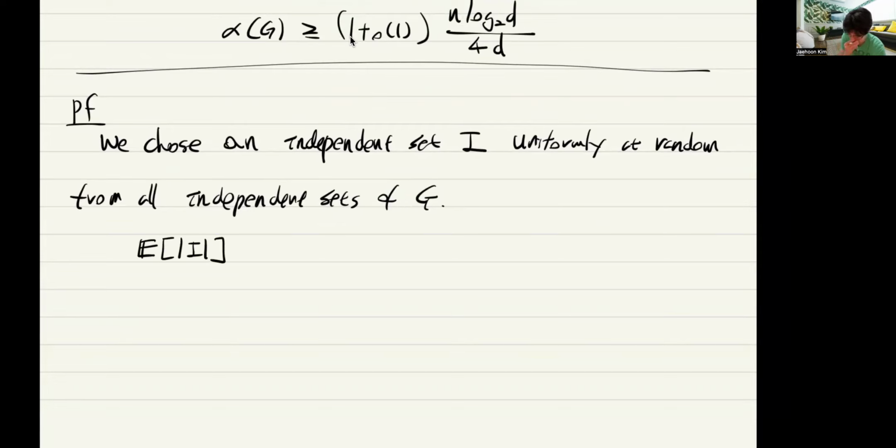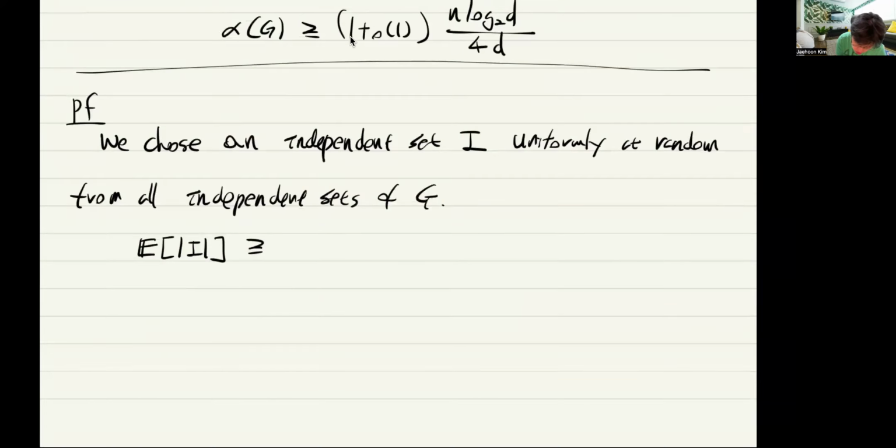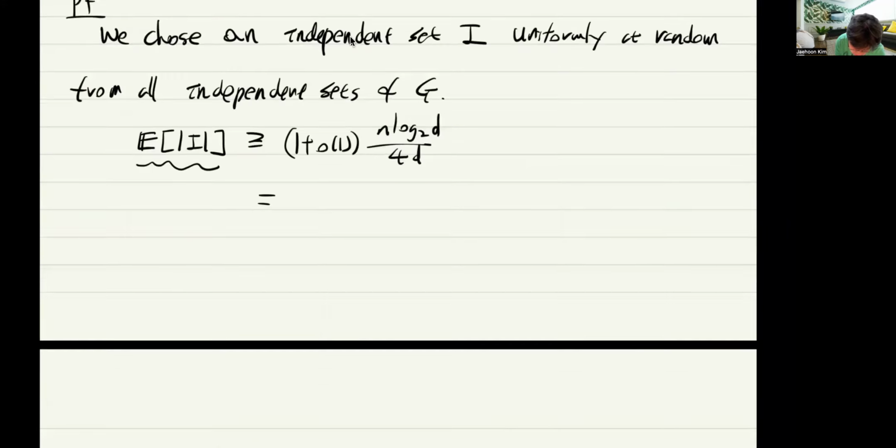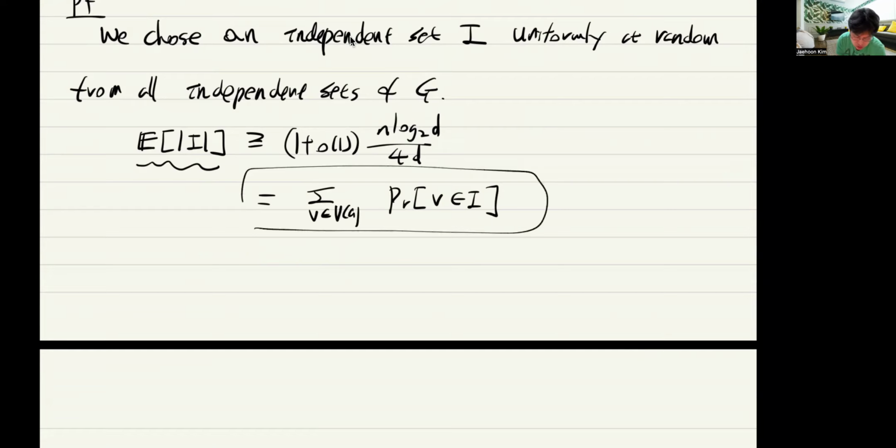So what's the average size? And then we will show that this is at least this number. So that's what we will do. And how do we count it? So simply this is what? The sum over all vertices. Over all vertices, you can consider the probability that a vertex belongs to I. And this is the expectation. And that's one way to write it.